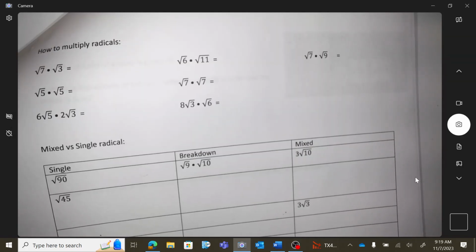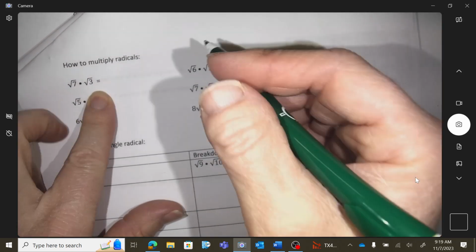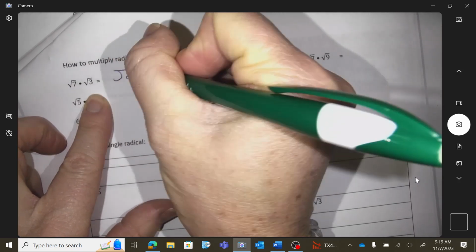Okay, working with radical numbers. So how to multiply radical numbers? If you have a root 7 and a root 3, it's going to make root 21.